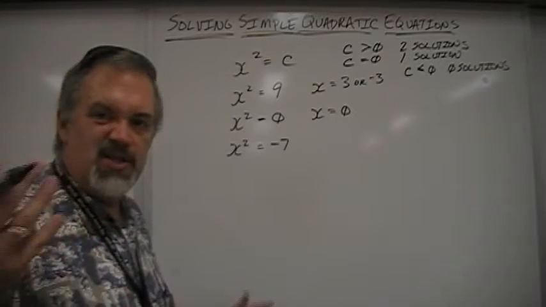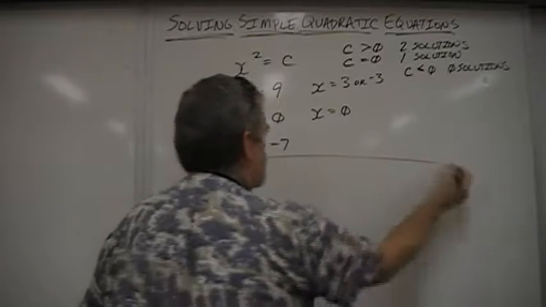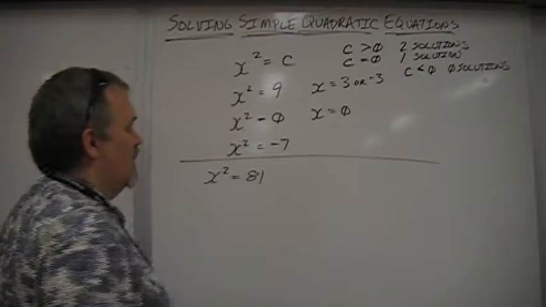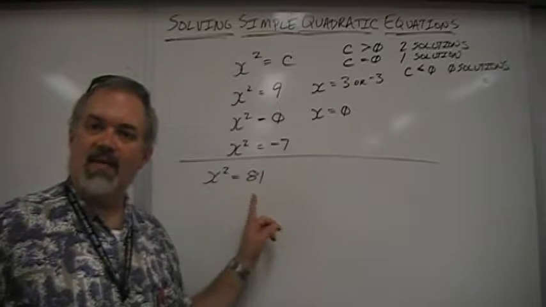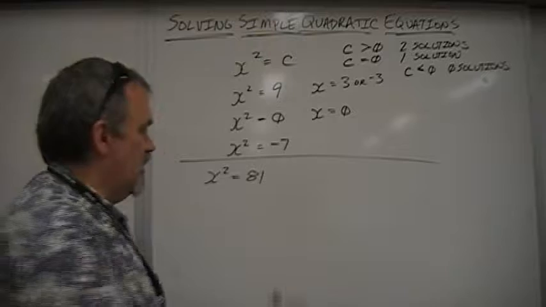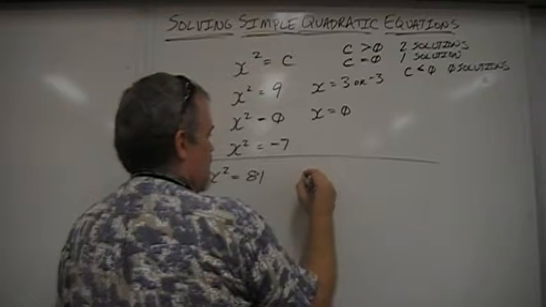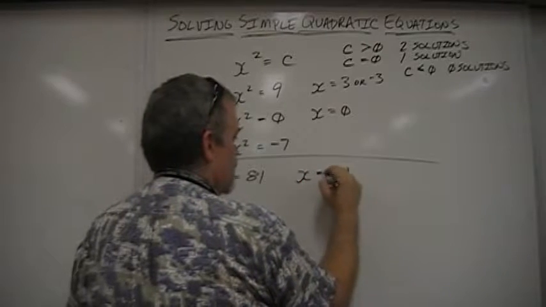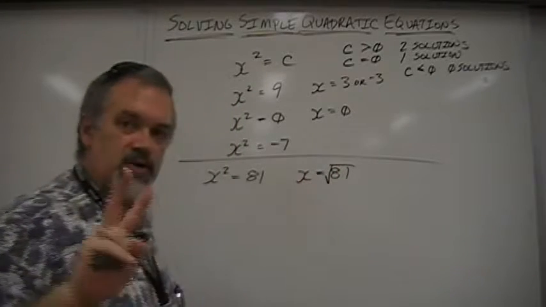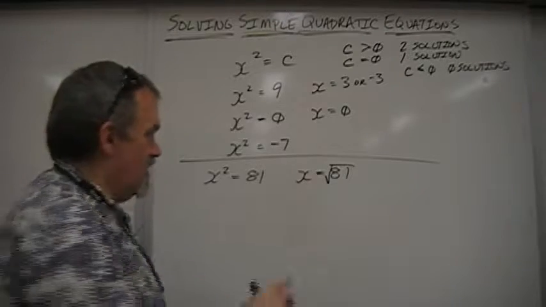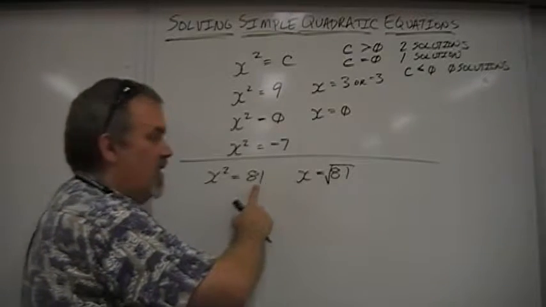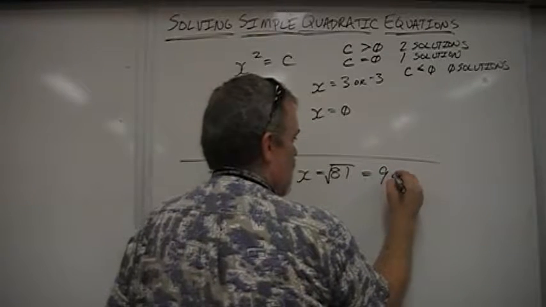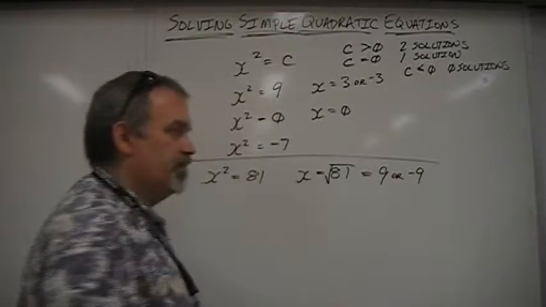So let's just do a couple of examples. If we said x squared equals 81, what times itself gives me 81? Another way we could say this is, x is equal to the square root of 81. And there are two numbers that are an answer to that. Again, this is greater than 0, so there are two solutions, which means that x can equal 9 or minus 9.